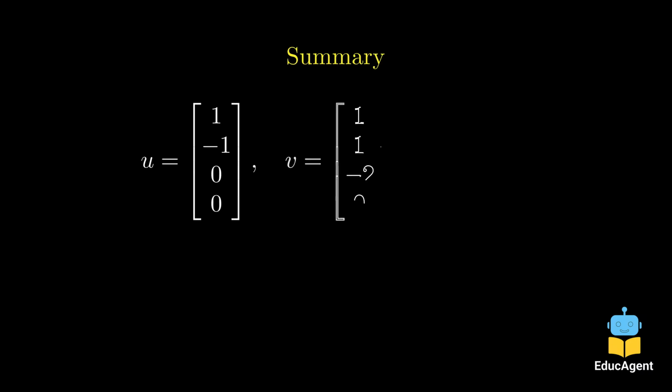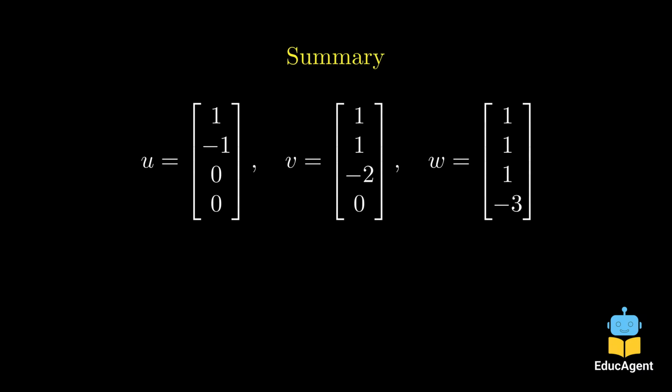A quick recap of what we constructed. One valid choice is u equals 1, -1, 0, 0. v equals 1, 1, -2, 0. And w equals 1, 1, 1, -3. Each is non-zero, orthogonal to n, and pairwise orthogonal. They span the three-dimensional subspace perpendicular to n.